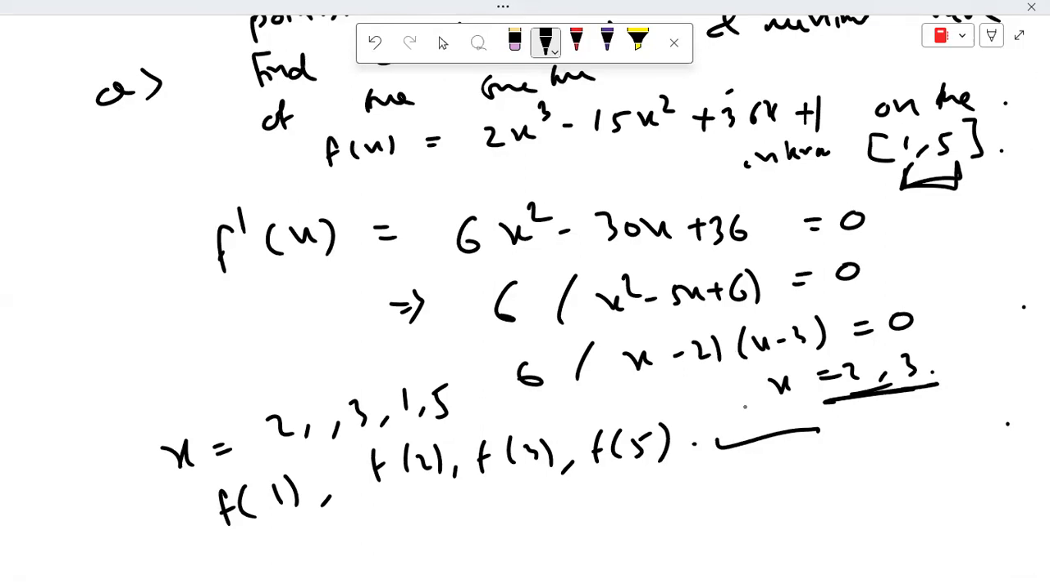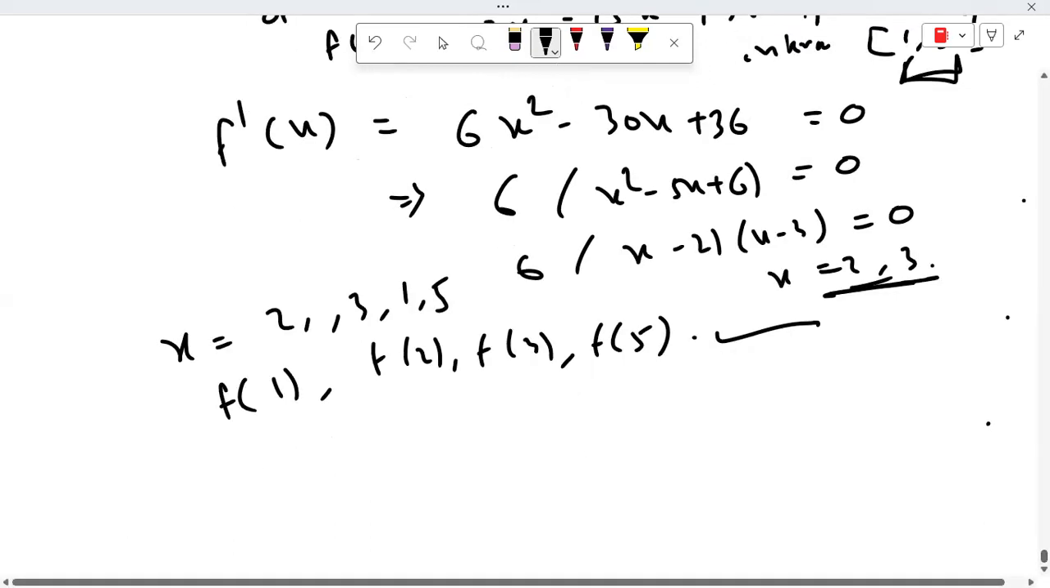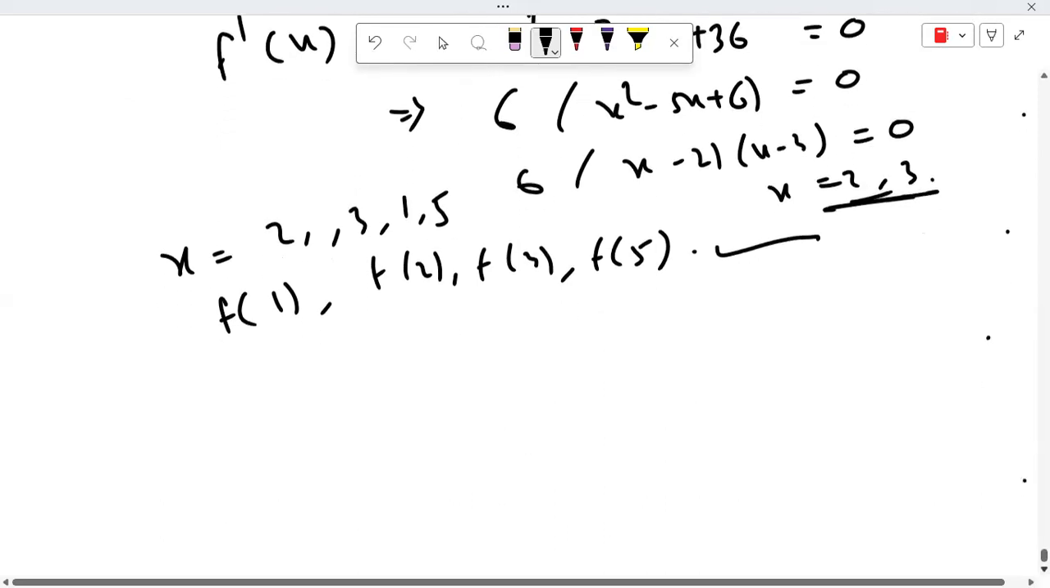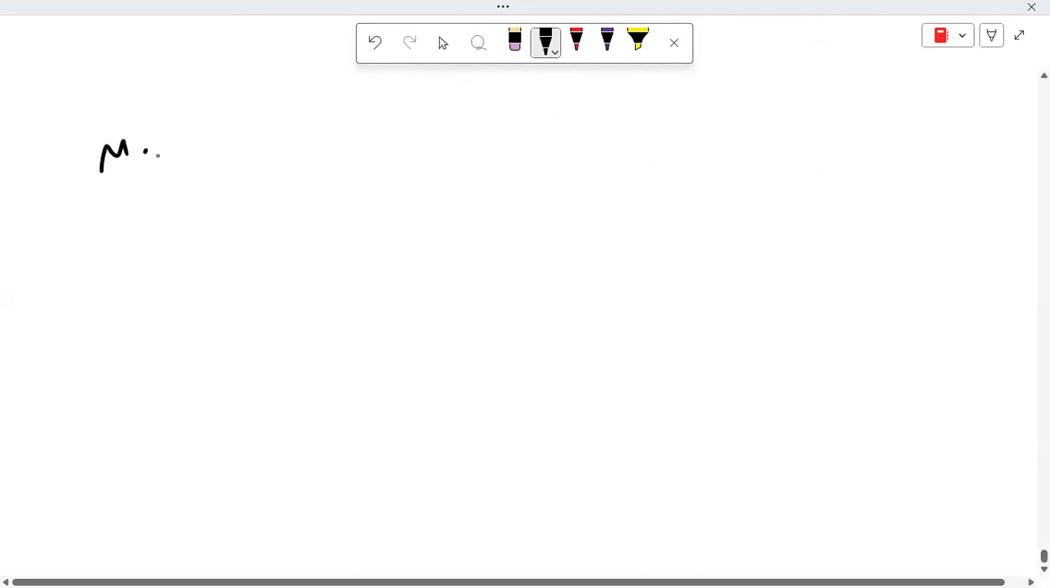All right, Ishita? Yes, sir. Okay. One last thing, monotonicity. Anyone knows what this is?